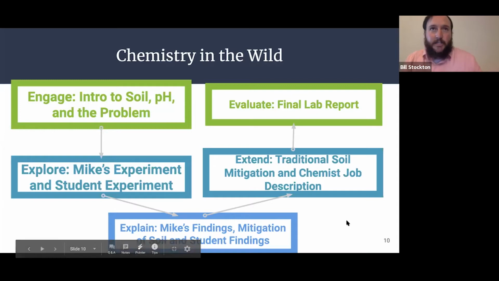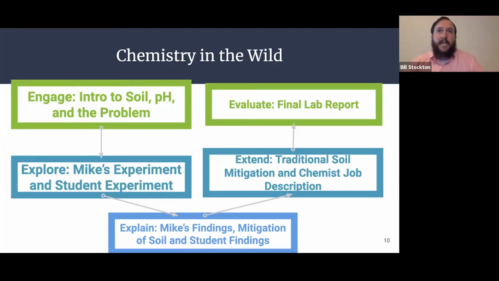And then one of the big extensions, like I mentioned, is the traditional soil mitigation, or really traditional conservation. There are some clips of a tribe in California, and also the Blackfeet Reservation and the Blackfeet tribe and how they've traditionally mitigated soils. And then also extending a little further and looking at what a chemist actually is. Like I said, one of the things we wanted to do was break down that stereotype for our students that you can be a chemist working out in the wild.